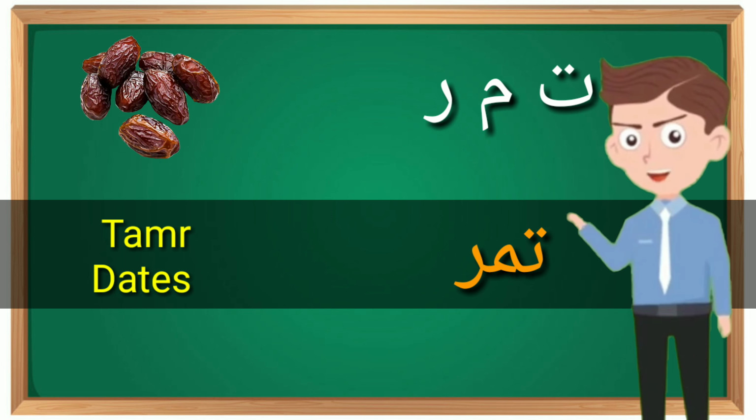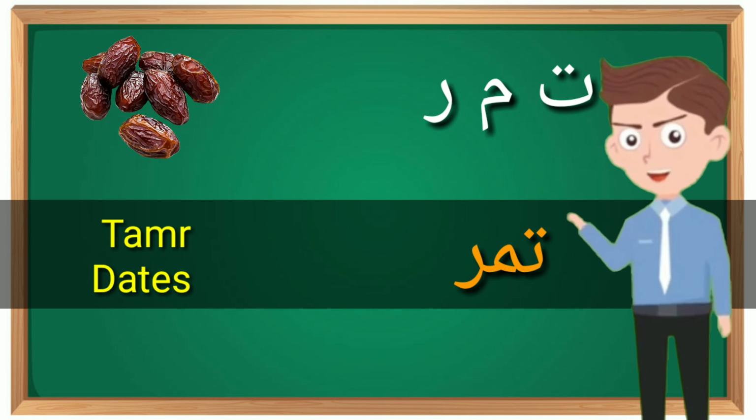Here you can see how to write ta in the middle of a word. The first letter is sin, second letter ta, and last letter ra. We can read it sitr, sitr. Sitr means curtain, curtain. How can we write ta at the end of a word?